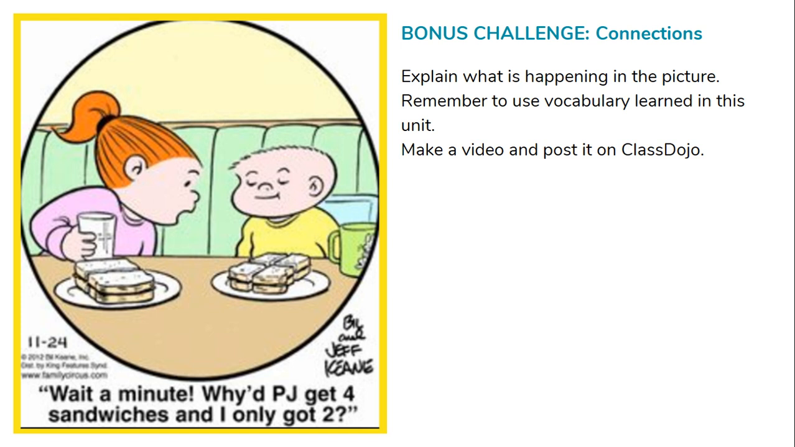For the bonus challenge, you're going to look at this comic, and in the comic, this girl is saying, wait a minute, why'd PJ get 4 sandwiches and I only got 2? And you are going to try to figure out what the problem is, okay? So obviously the problem is that she has 2 pieces of her sandwich and PJ has 4. Is that fair? Is it not fair? Look carefully at the sandwiches, and then you're going to explain what's happening in the picture, okay?